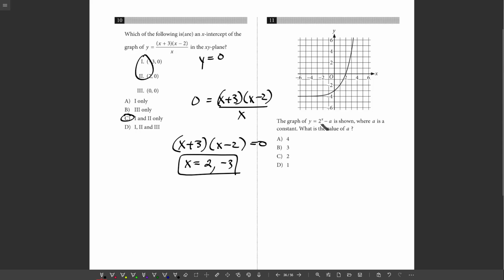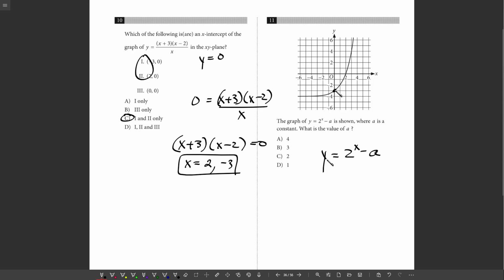11, the graph of this is shown where a is a constant. What is the value of a? So we have y equals 2 to the x minus a, and we want to know the value of a. So what I would do here is I'd plug in. I've got a graph. I've got part of an equation.